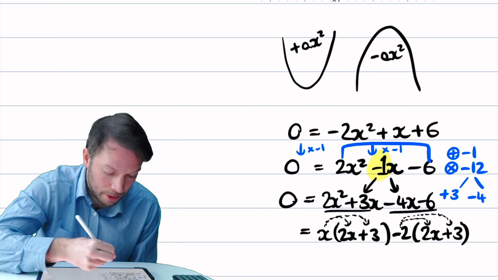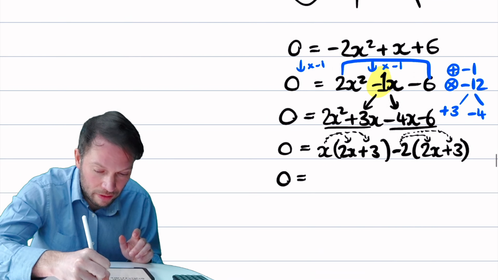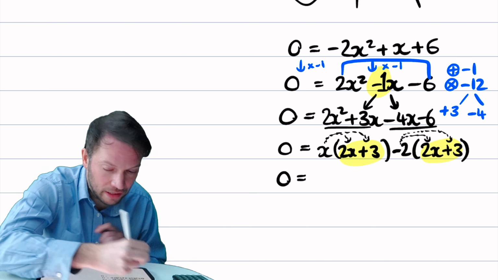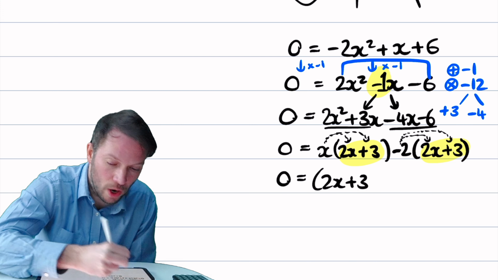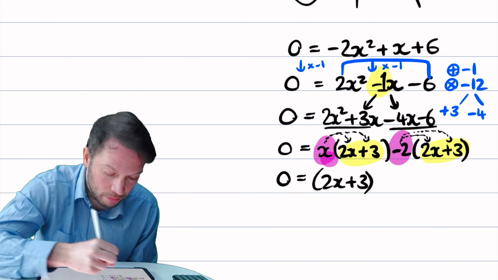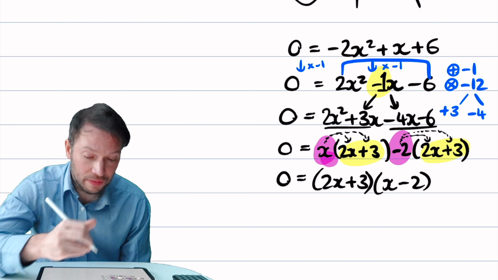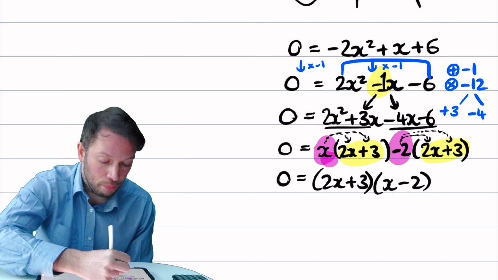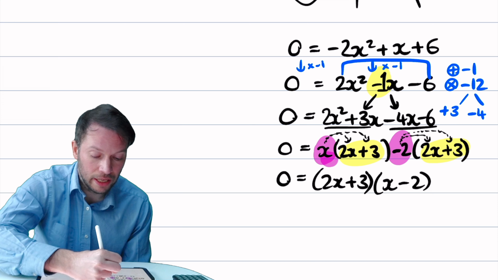So that does work. And then remember to get those final brackets, whatever you have inside the bracket makes one of the brackets, like this. And then whatever's outside of your bracket, so the x and the minus 2, that forms the other bracket. And now we've got a fully factorised expression. At this point, you've got a product of two brackets. So these two brackets multiplied together give you 0.